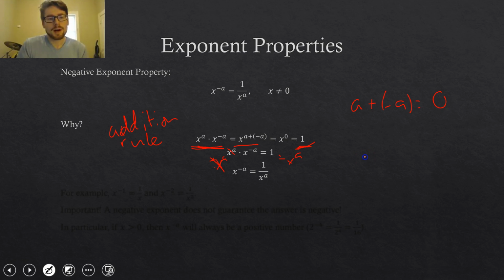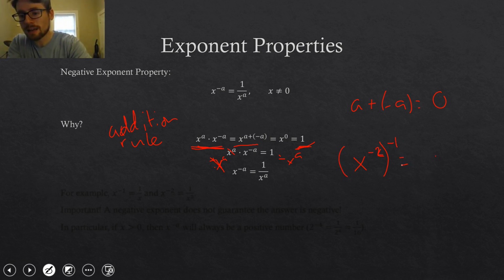And let's see why this makes sense. Does it fit in with our other rules, our other properties? This is where we kind of came up with that idea. But if we were to do x to the minus 2, and we were to raise it to the negative 1 power, then if we did this exponent property, we should get x to the second power, because negative 1 times negative 2 is 2.